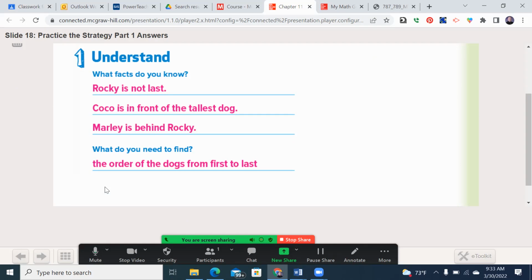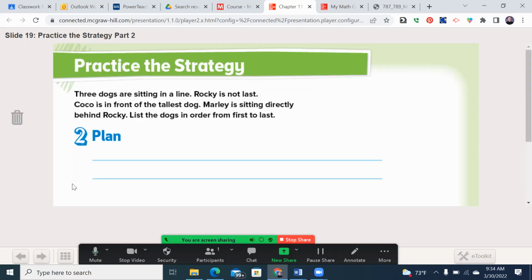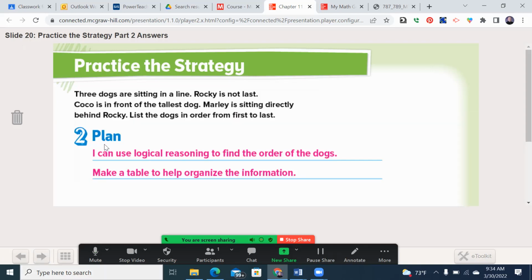Welcome back. So if you wrote down Rocky is not last, Marley is behind Rocky, and Coco is in front of the tallest dog, we start getting some ideas here. And we're trying to find the order from first to last. So we get a plan. Now we go from first to last. Your plan is, again, I can use logical reasoning and make a table to help organize the information.